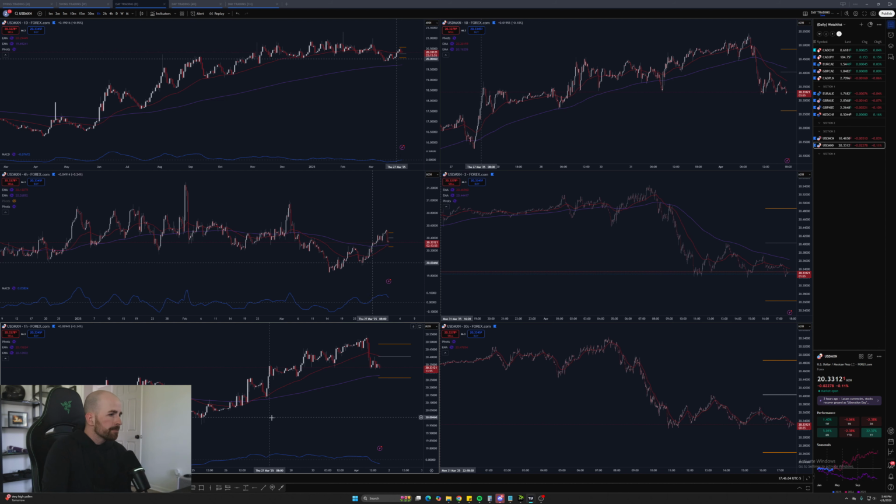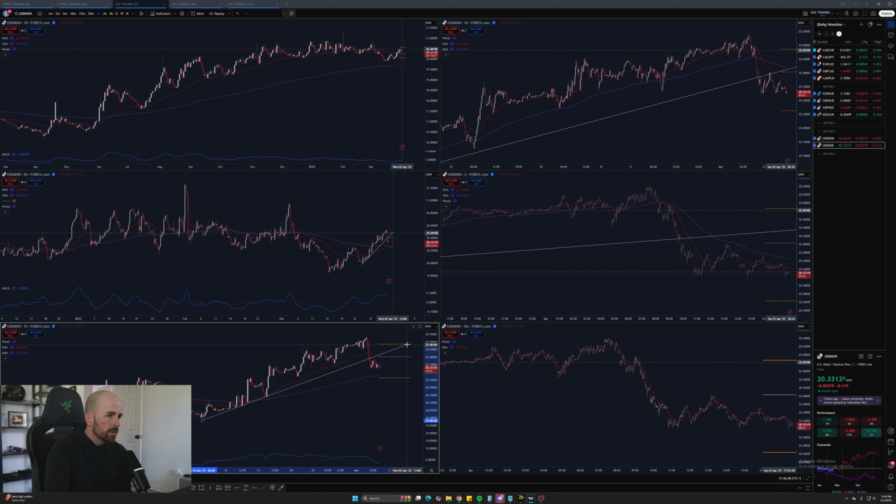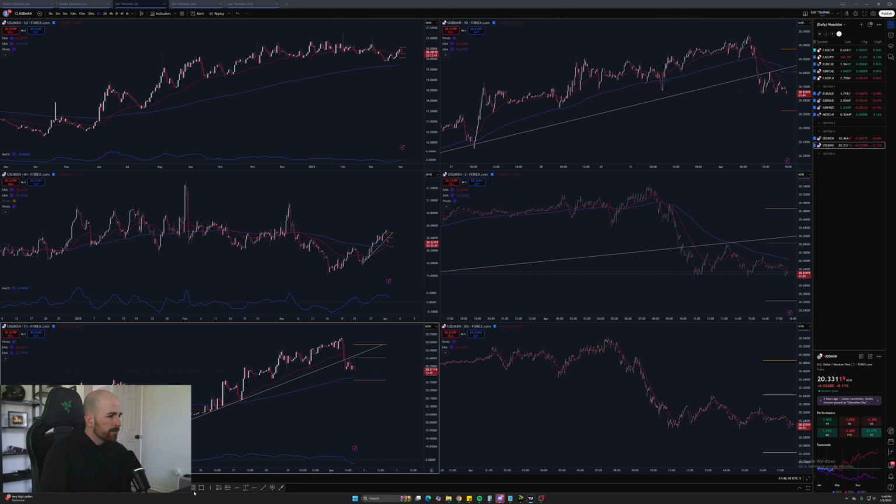And this pound Mexican. This is something I was looking at on the 4 hour, so we've already gone over it a little bit. Same kind of price action going on.